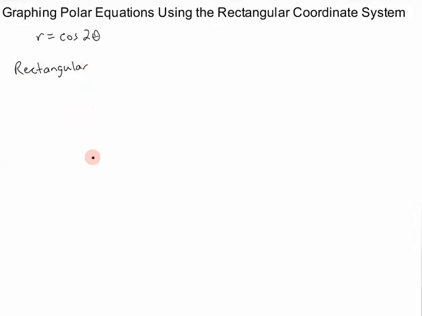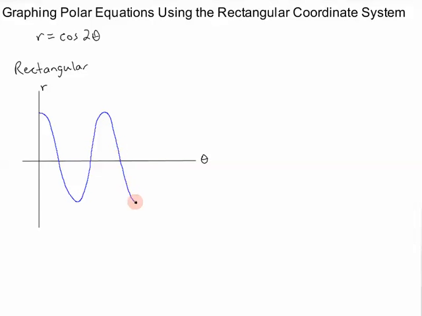Rectangular just means you basically have an x and a y axis. So in this case, here's my y-axis, here's my x-axis, but instead of calling them x and y, I'll call this r and I'll call this theta. Okay? And if you remember the cosine function, it looks something like this, and it repeats forever.